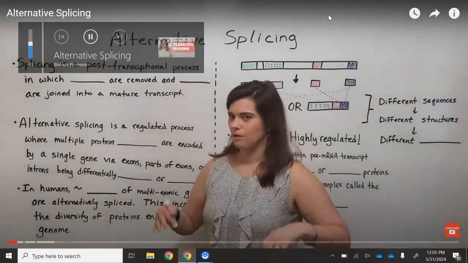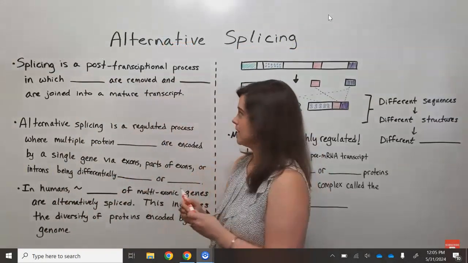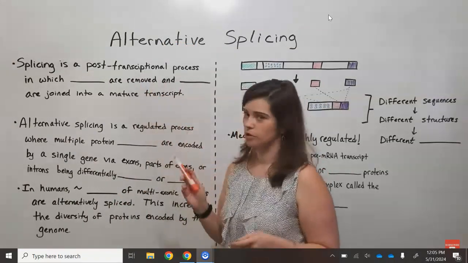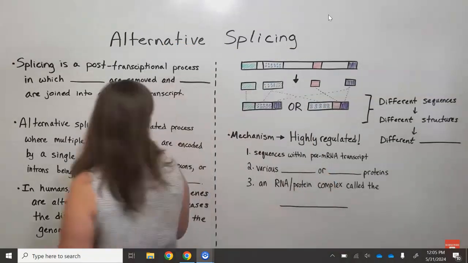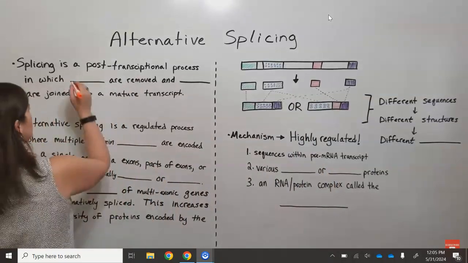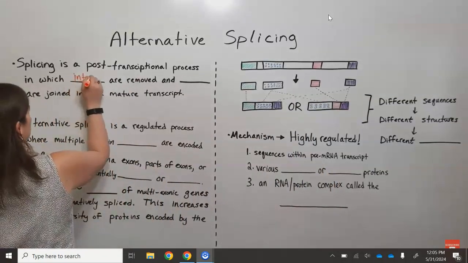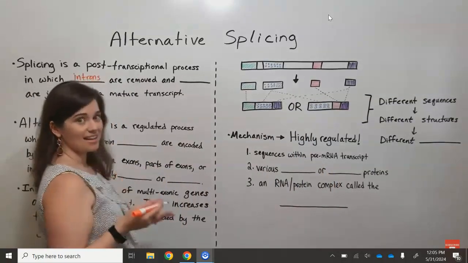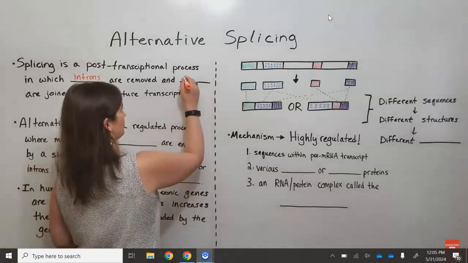Now, first let's talk about what just regular splicing is. Splicing is a post-transcriptional process in which introns are removed and exons are joined together.